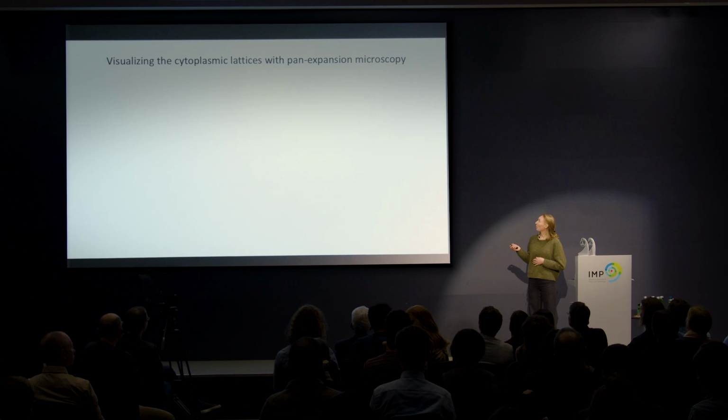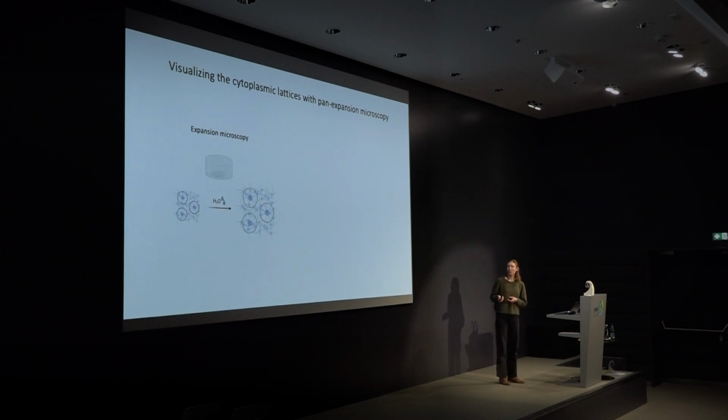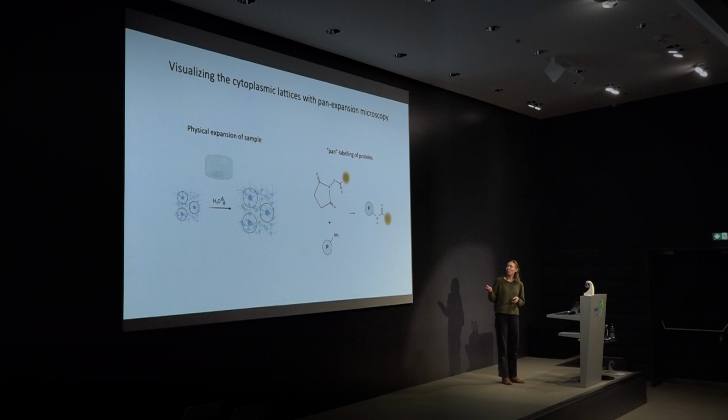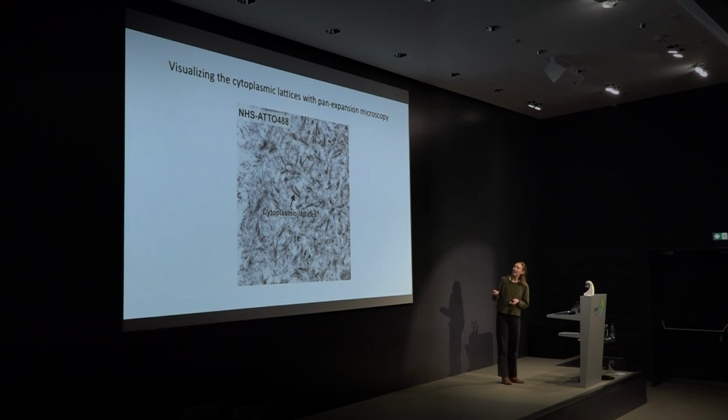To tackle this problem, we used pan-expansion microscopy, a relatively newly established technique which allows you to image your proteins of interest within the ultrastructural context of the cell using conventional light microscopy. Expansion microscopy is based on the principle that you can achieve high resolution by physically expanding your cell by embedding it in a swellable hydrogel. Pan-expansion microscopy is the latest addition to the expansion microscopy toolbox, using a fluorescently tagged NHS ester that binds to primary amines of the proteins in your sample, creating a fluorescent tag of all the proteins within your cell. This allows us to get an electron micrograph-like image of an oocyte cytoplasm using light microscopy.